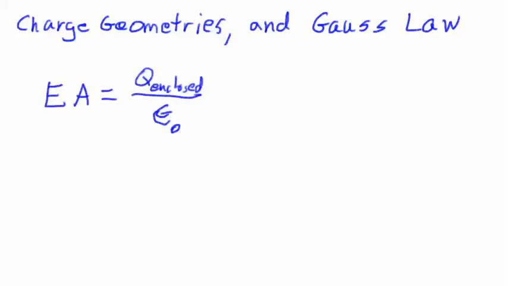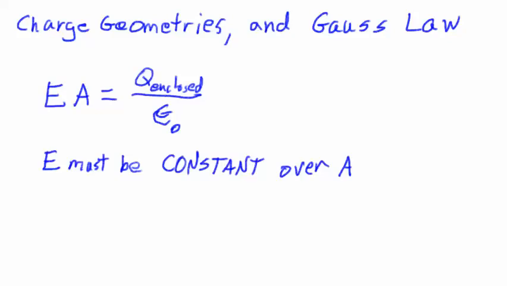In our text, Gauss's law is described in this form: electric field times surface area equals charge enclosed divided by epsilon naught, which is the electric permittivity of free space. There is really one big requirement for using this formula. The electric field, E, has to be constant over the surface area A.